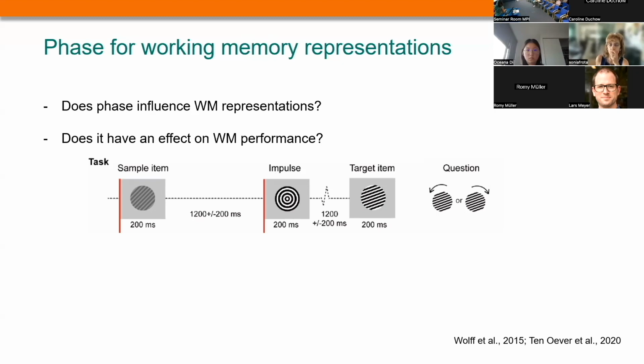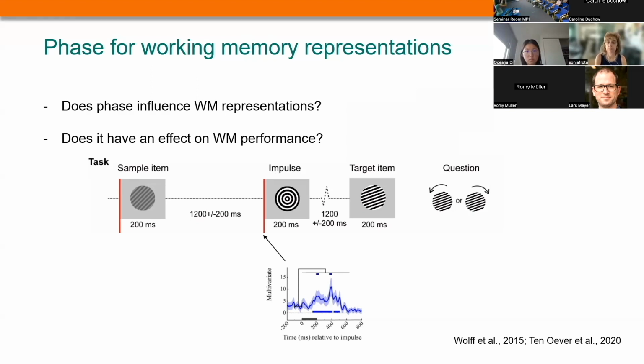If you try to decode the orientation of this sample with EEG, in the beginning you can do it because it's simply the perceptual representation. But during the retention period, especially with EEG, this decoding performance really drops, so that you are at chance. But when you present this impulse, something weird happens: suddenly you can decode the orientation of the sample again. So by presenting this impulse, there's suddenly more information again about the orientation that was in mind. Note that this is important because this impulse has no information about orientation. It's just random. So it simply means that something sends an overall big impulse activation through the system that activates the representation.